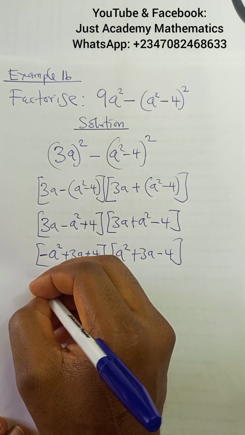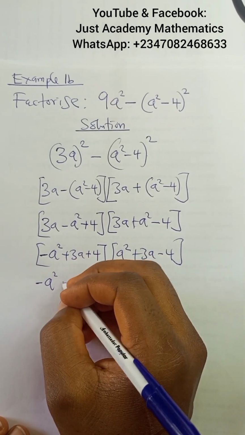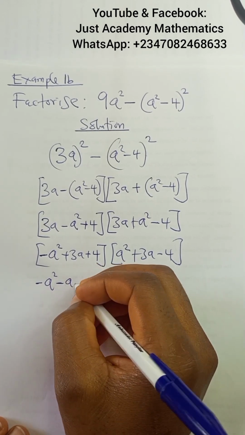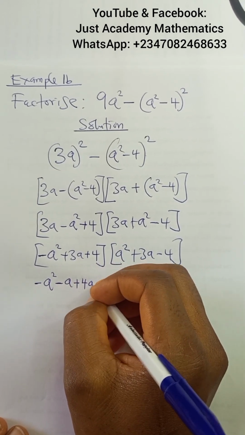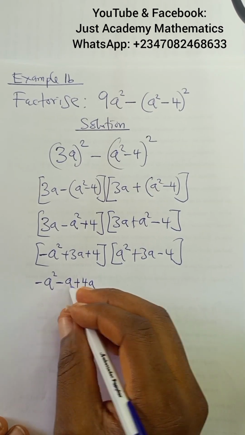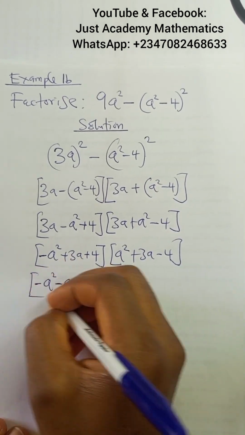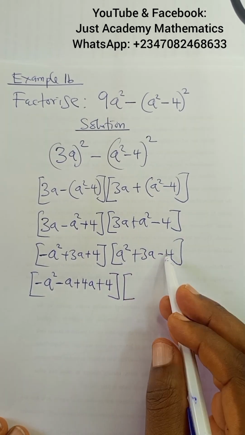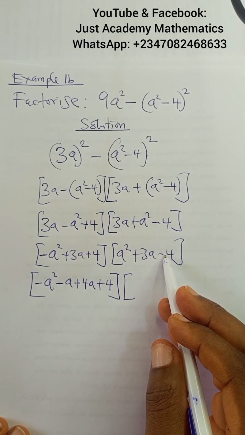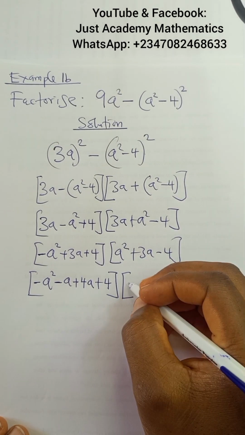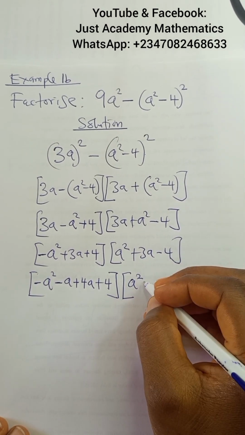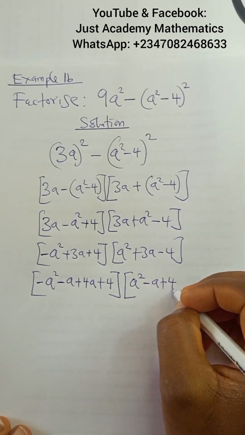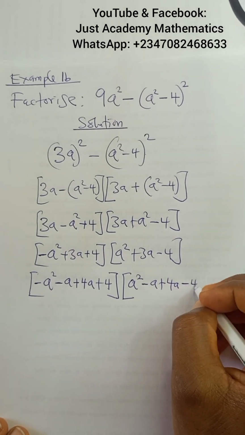So that will work. So we have minus A square, we say 4 minus 1. That is minus A plus 4A, 4 minus 1 plus 4. That is for that. Then for this one, add to give you 3, times to give you minus 4. I think it's the same thing. 4 minus 1. A square minus A plus 4A minus 4.